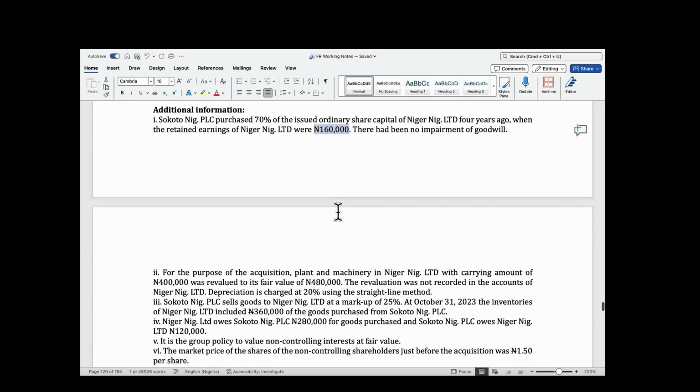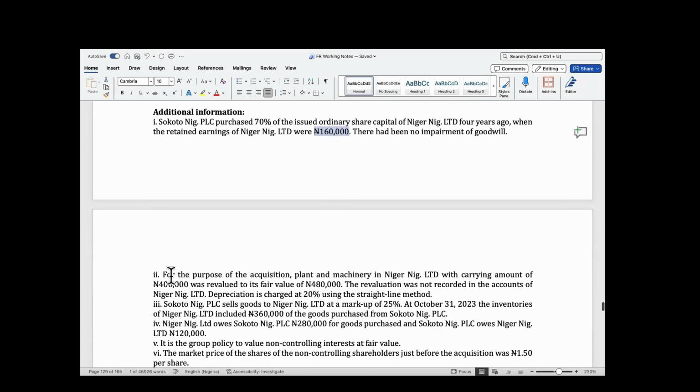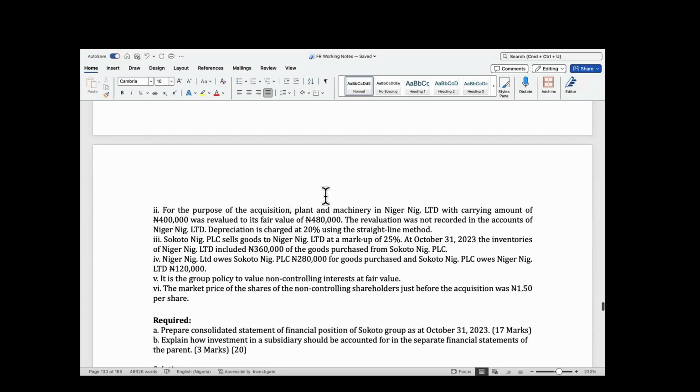No big issue here. Secondly, we're told that for the purpose of the acquisition, the plant and machinery in Niger, who is the subsidiary, with carrying amount of 400,000 was revalued to its fair value of 480,000. We're then told that the revaluation was not recorded in the account of the subsidiary, and depreciation is charged at 20% using straight line method.